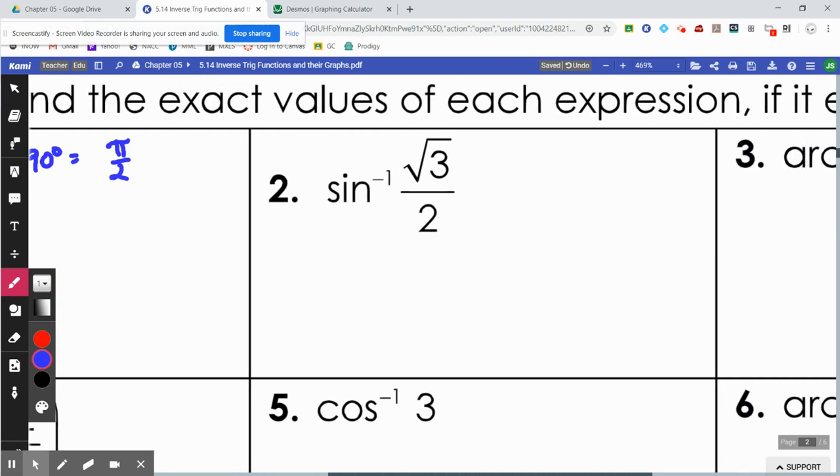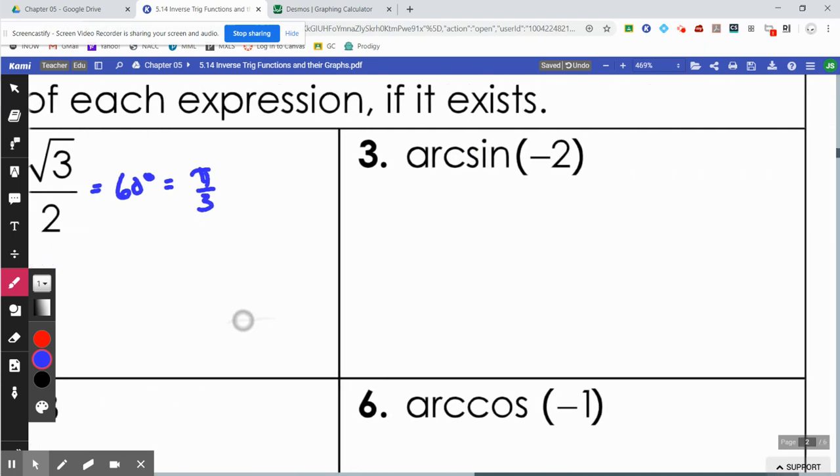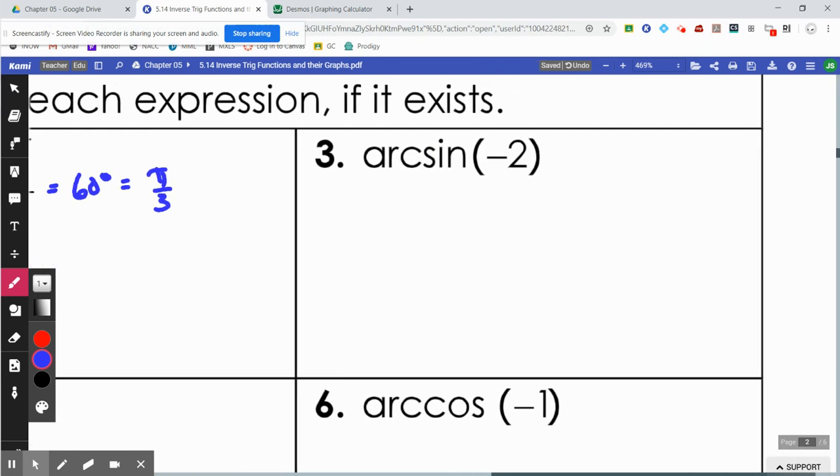Number 2, we have the sine restrictions here. Since we're finding the inverse sine, we're looking for an answer between negative pi over 2 and positive pi over 2, which is either in quadrant 4 or quadrant 1. The inverse sine of root 3 over 2, since it is positive, we're looking for a quadrant 1 answer. So we're saying the sine of what angle is root 3 over 2, and that is a 60-degree angle or pi over 3.